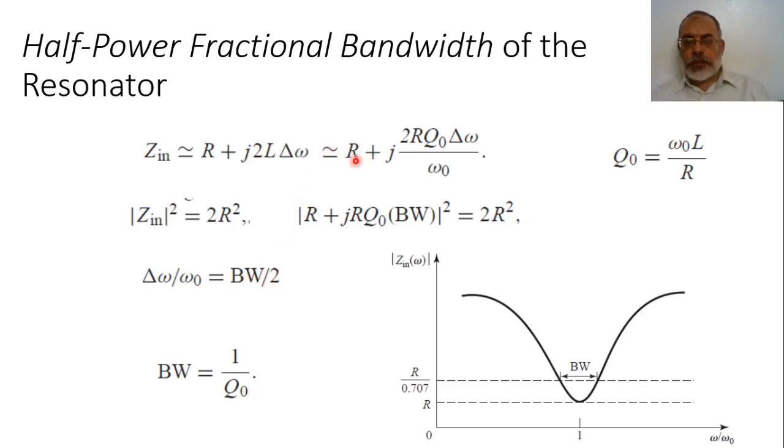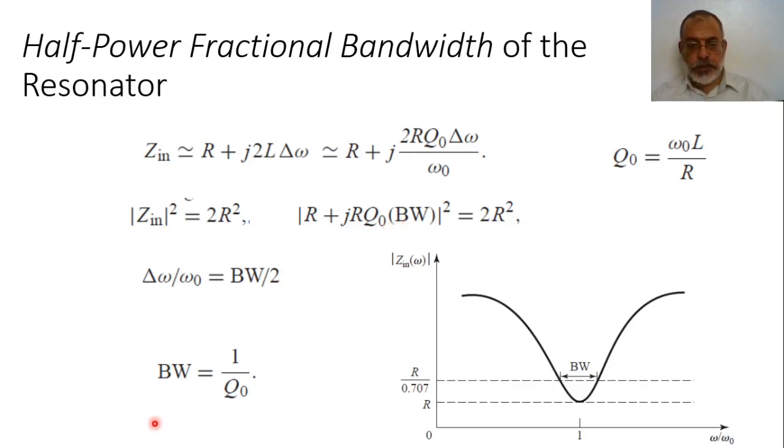So, we can represent this as R plus J multiplied by R Q naught multiplied by 2 delta omega over omega naught, which is the bandwidth. This is the imaginary part and this is the real part. If the magnitude squared of this complex impedance equals 2R squared, this means that the real part is R and the imaginary part is R. Effectively, the imaginary part is R Q naught times the bandwidth. So, to obtain an imaginary part equal to R, Q naught multiplied by the bandwidth must equal 1.